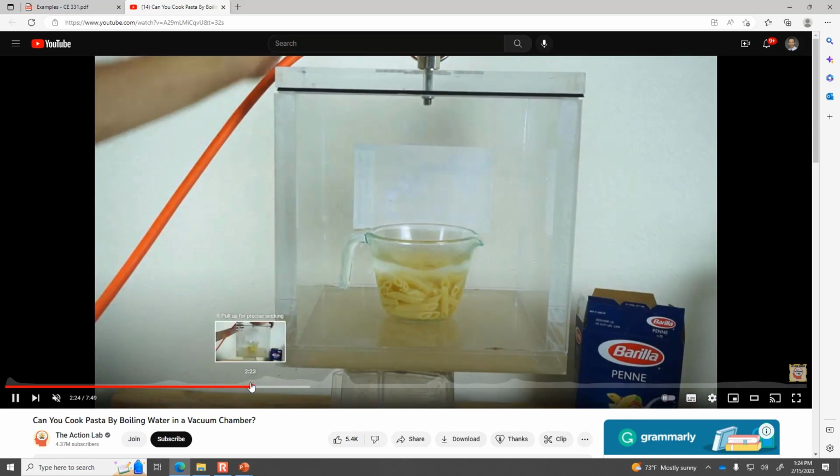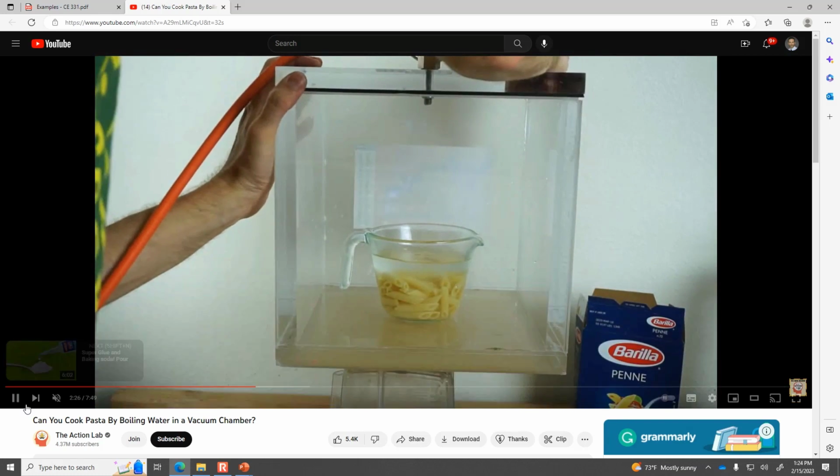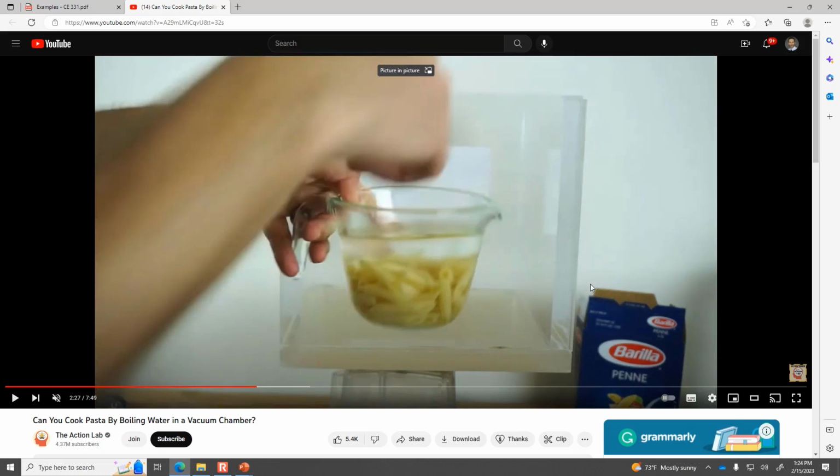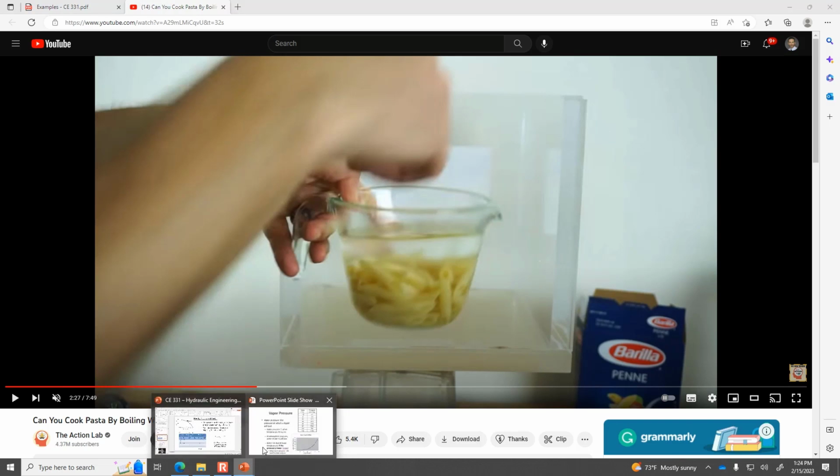Then he's making the point that it's not cooked, even though the water was boiling. To cook the noodles, the water would need to be warm, but all that was happening was that some of the water was going into the void above the container because the pressure of the atmosphere surrounding the water was lower than the vapor pressure of the liquid.